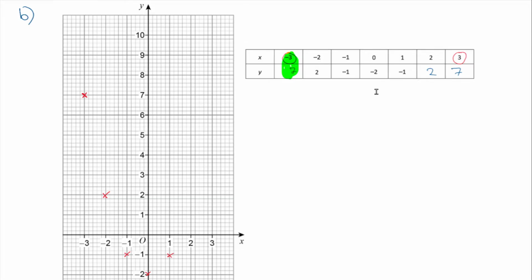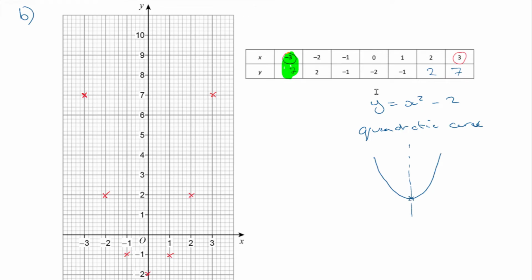2 goes with 2, and 3 goes with 7. Okay, now this curve y equals x squared minus 2 is a quadratic curve, isn't it? So I was expecting the curve to look like a parabola. I was expecting it to look like this with the line of symmetry down the middle. Is that what I've got? Yeah, I do, haven't I?